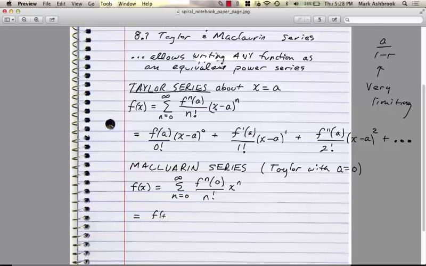So f of 0 over 0 factorial, x to the 0 is all 1. So it's just f of 0 plus f prime at 0 over 1 factorial, x to the 1. Second derivative at 0, over 2 factorial, x squared. One more term here.